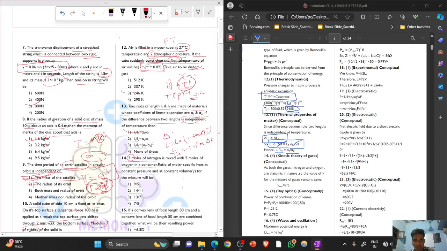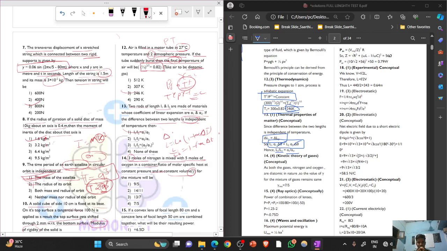3 moles of nitrogen gas are mixed with 5 moles of oxygen gas. The ratio of the molar specific heat at constant pressure and at constant volume is asked. It is simply asking about gamma for the mixture. You just need to calculate the gamma for the mixture.